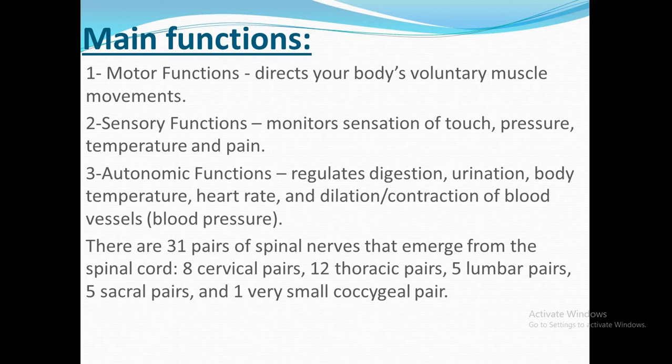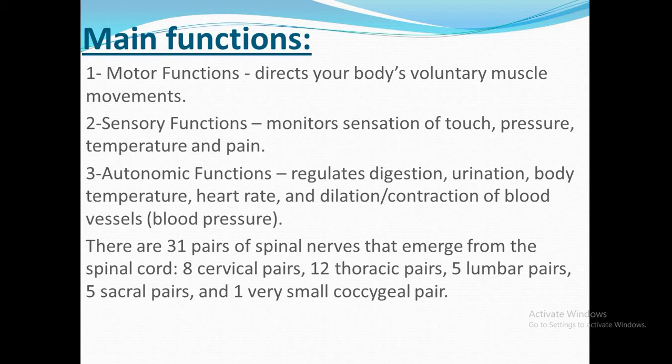Main functions of the spinal cord. 1. Motor functions: directs your body's voluntary muscle movements. 2. Sensory functions: monitors sensation of touch, pressure, temperature, and pain. 3. Autonomic functions: regulates digestion, urination, body temperature, heart rate, dilation and contraction of blood vessels, and blood pressure.